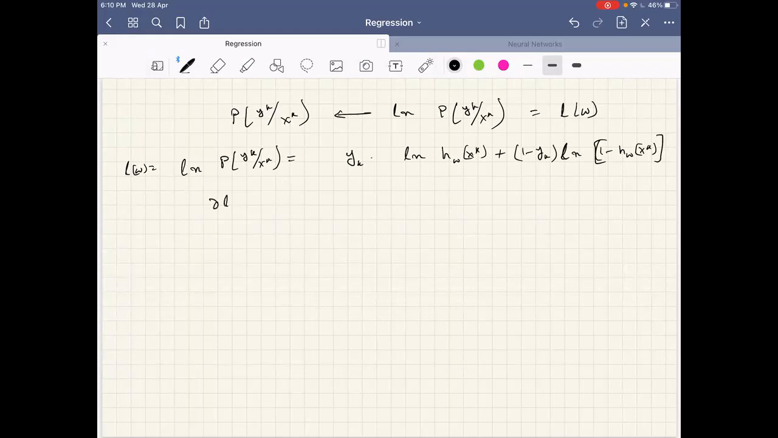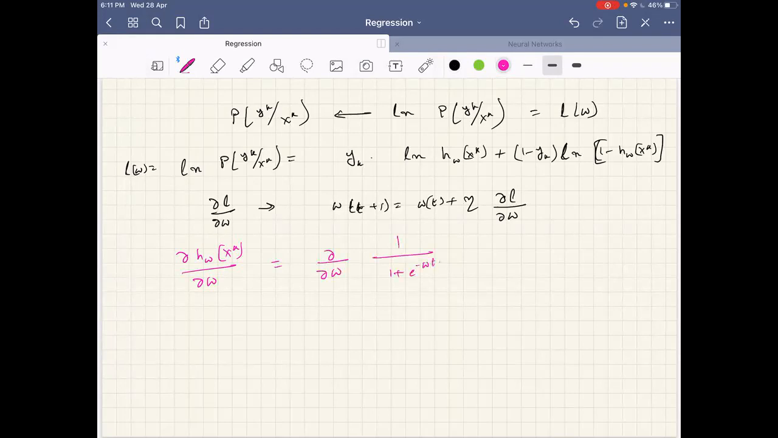So what we need to find is dou L by dou w, and this gradient is used to update the weights through gradient ascent: w plus eta times dou L by dou w. Now, as we discussed, let us find one of the sub-components of this derivative, that is dou hw of xk by dou w, because that is needed as an internal derivative. So now, dou by dou w of 1 by 1 plus e power minus w transpose x.